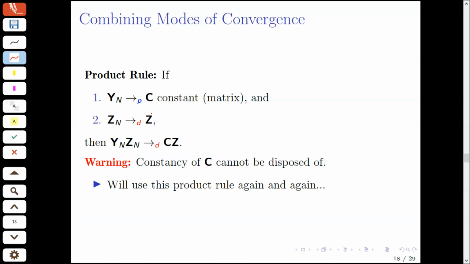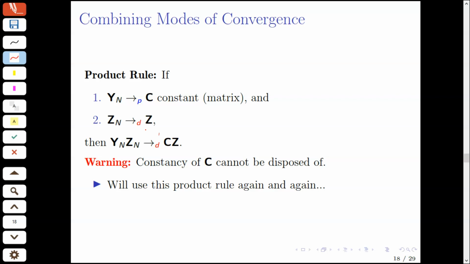Then the following holds. The product of these two sequences, Yn and Zn, converges to the product of their respective limits, which is C and Z. And in what sense? Well, in distribution. So even though these two convergences are in different senses, we can combine them to get a mode of convergence for their product.